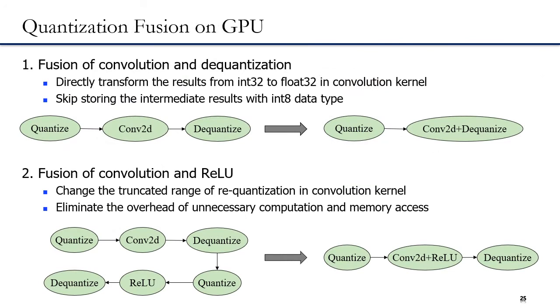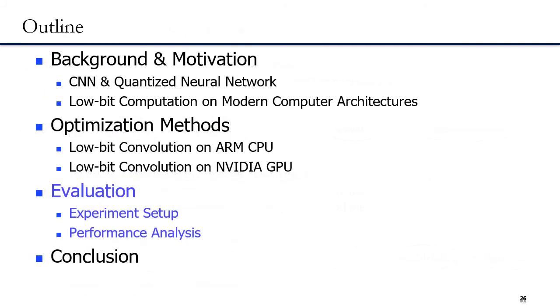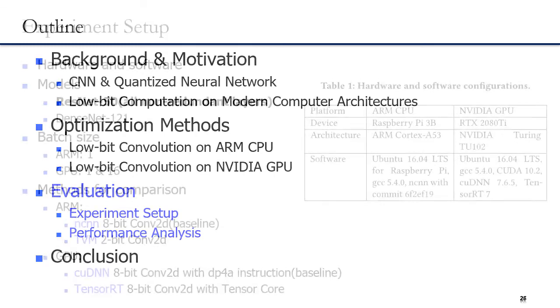We exploit two ways of layer fusion in quantized neural networks. Due to time limit, we don't introduce them now. For more details, please refer to our paper. Next, I will show the experimental results.